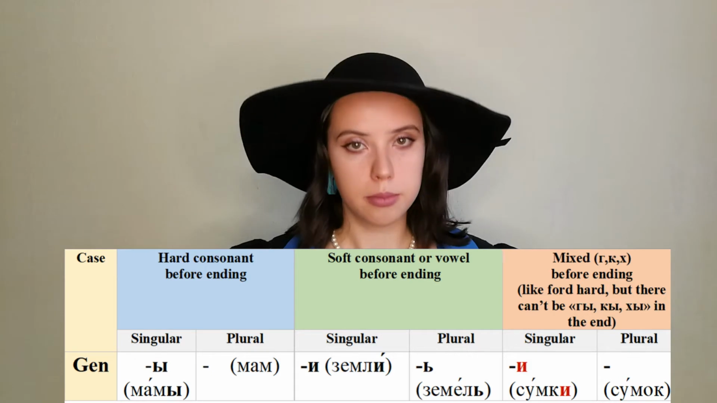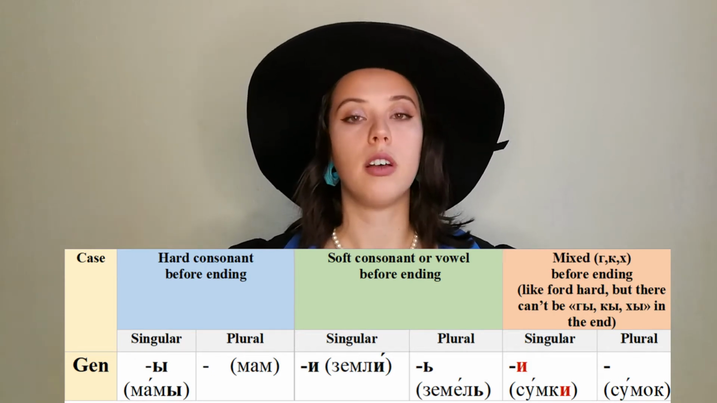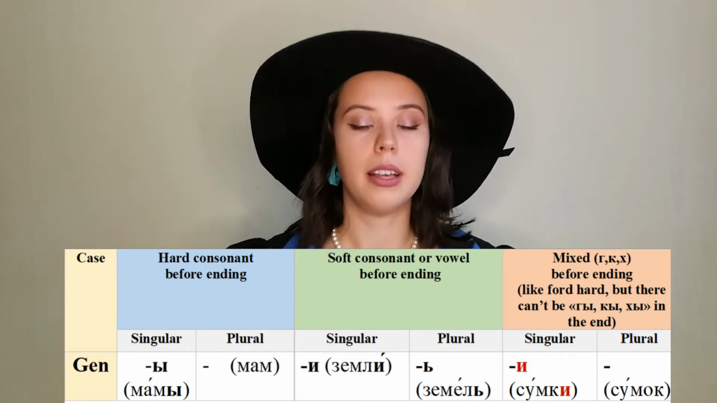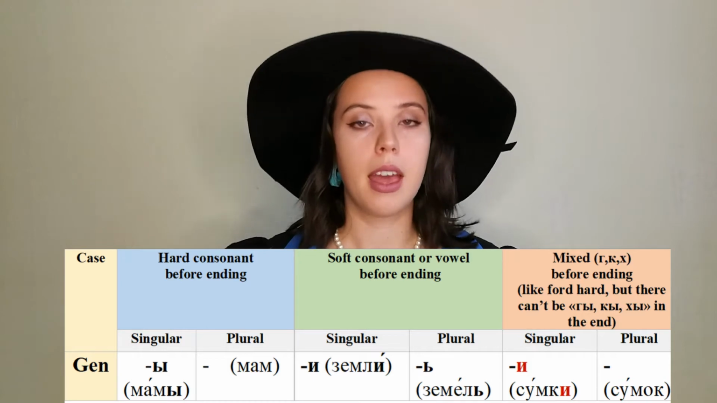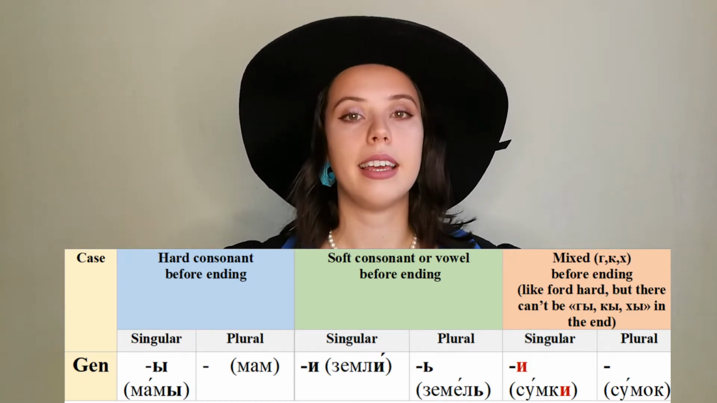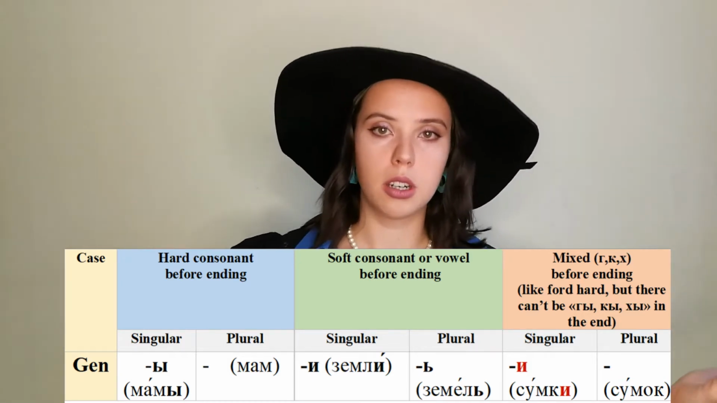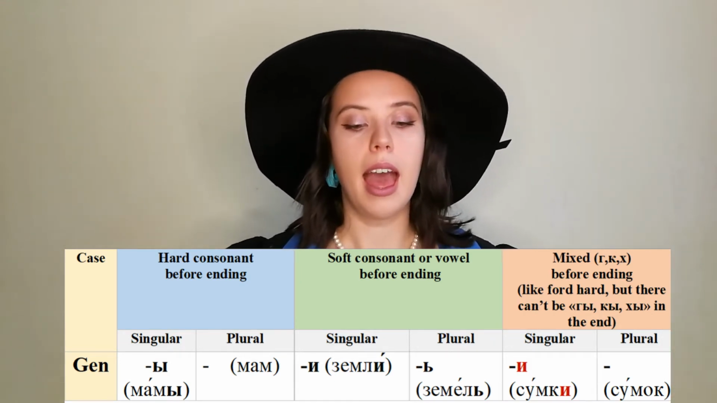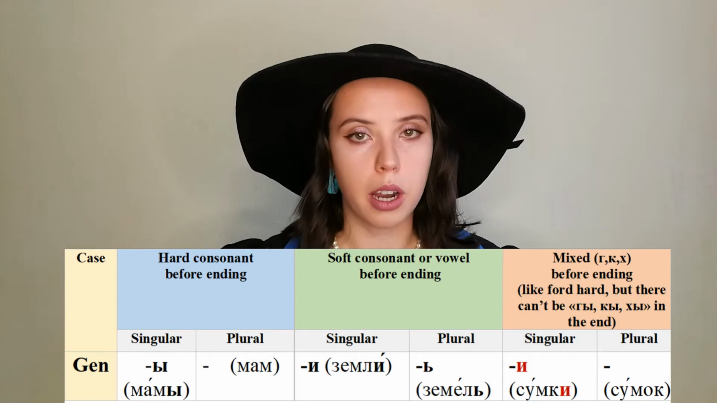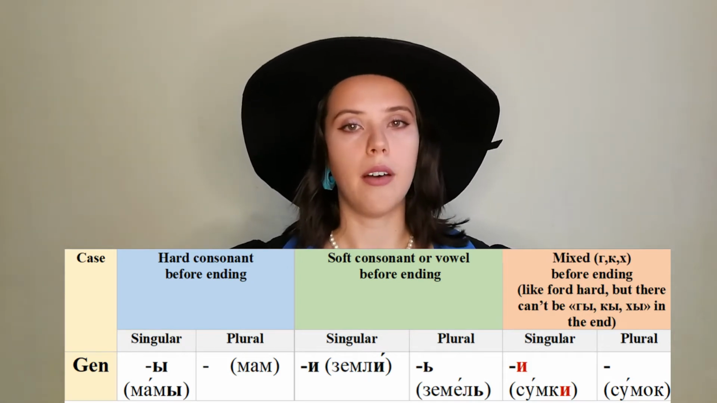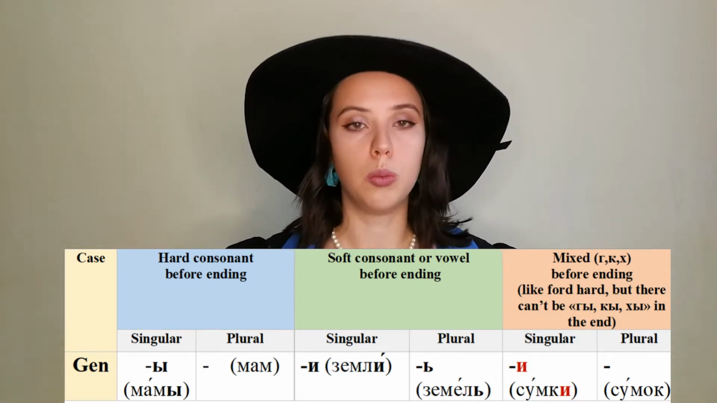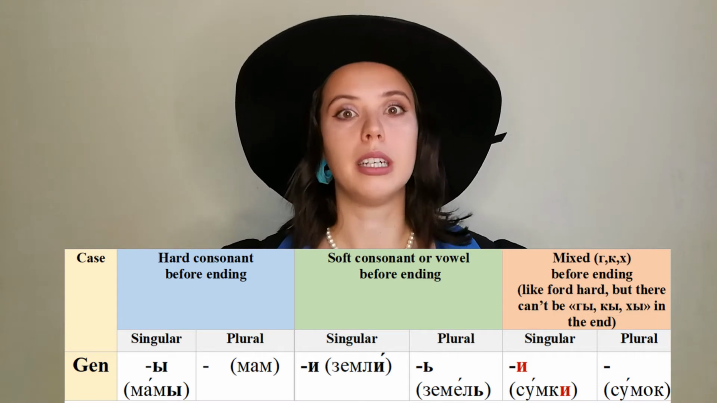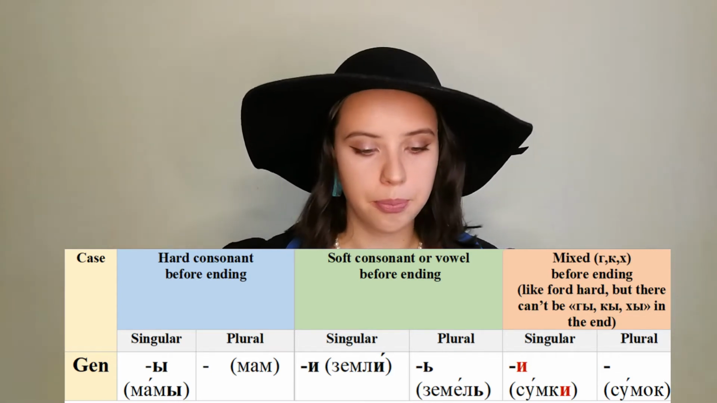For the soft version, we will have земли. And here we have the ending и, so it's a sister of ы for the soft version. And for the mixed version, we will also have the ending и, сумки, because there can't be г, к, х, alright? So, alright, okay, let's go to the dative, дательный падеж.